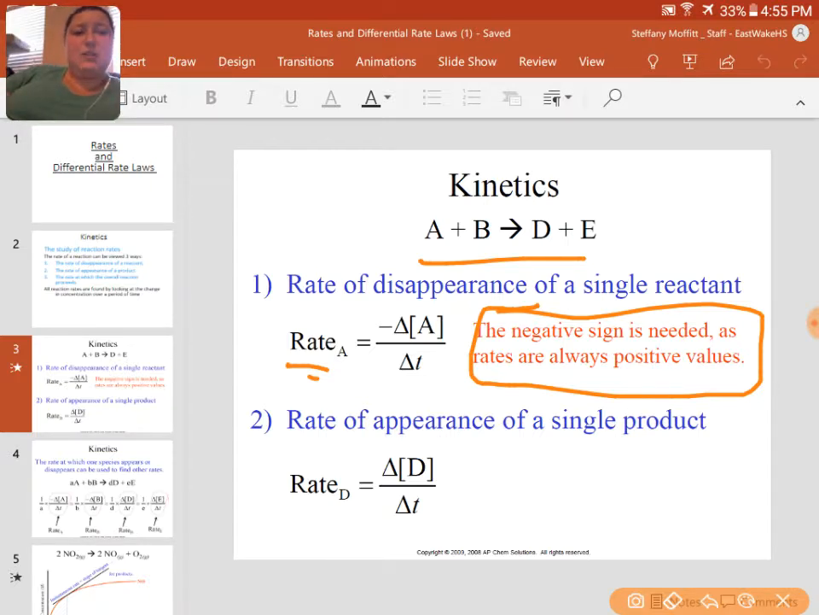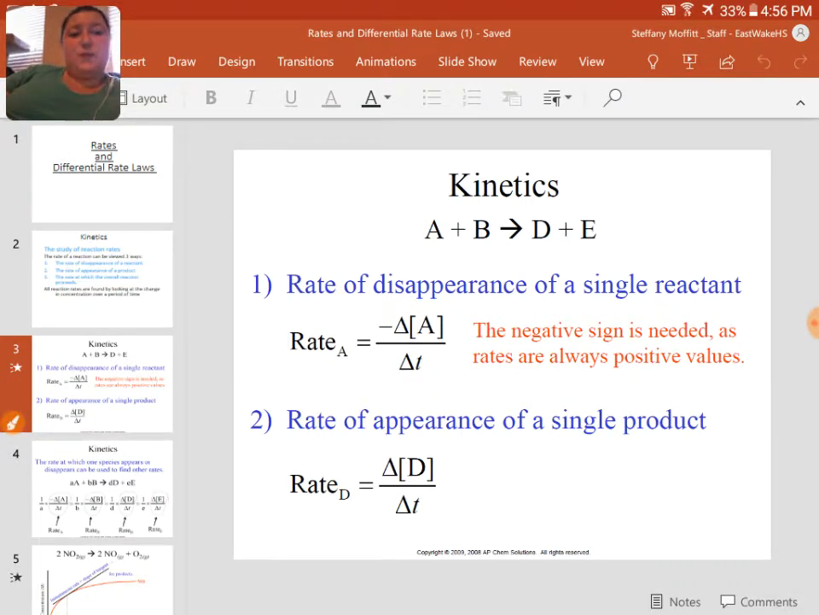So the change in A, the change in the concentration of A, so this bracket that you see right here, that means concentration. So if you see a bracket with a compound in it or a variable, for instance, that means the concentration of that compound. So we're looking at the change in the concentration of A over the change in time. Little t is time. And we're going to put that negative in front of it if we're using a reactant, A or B. We can look at the rate of appearance of a single product. So if we're doing the product side, like D, the rate for compound D is equal to the change in the concentration of D over the change in time. Very, very simple.